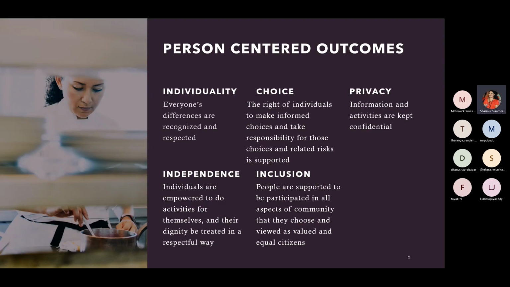Then we'll see the person-centered outcomes. What are the outcomes or achievements? There are mainly five person-centered outcomes: individuality, choice, privacy, independence, and inclusion. So individuality, again, is a similar thinking: everyone is different, and is respected and recognized. Individuality means uniqueness. Each and every individual is unique, right? Not all people have similarities. Mostly we are very, very unique.